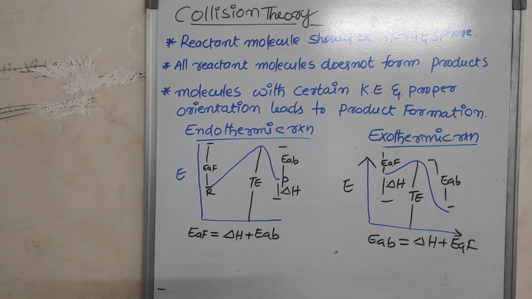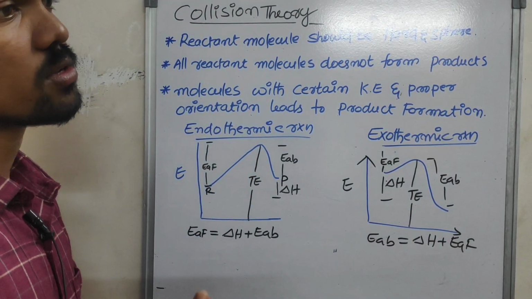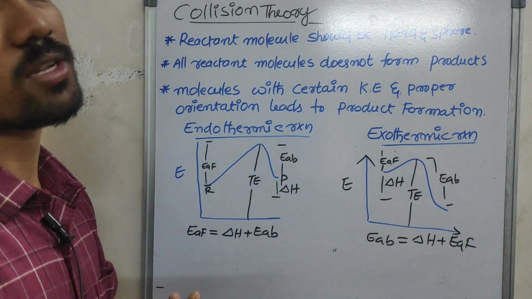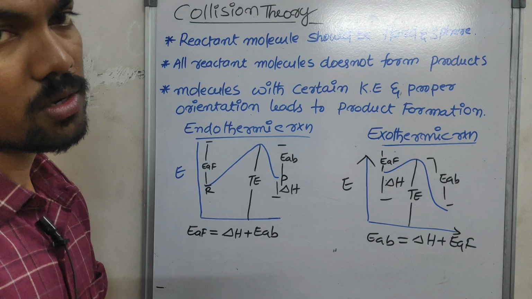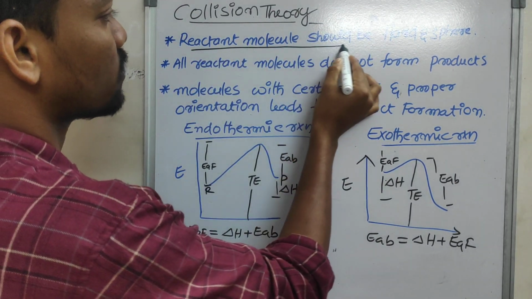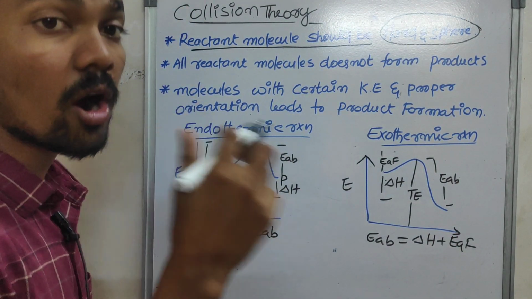For collision also we have some rules, it means some characteristics are there. When collision takes place, two or more reactant molecules should be there. Reactant molecules should be odd and spherical.